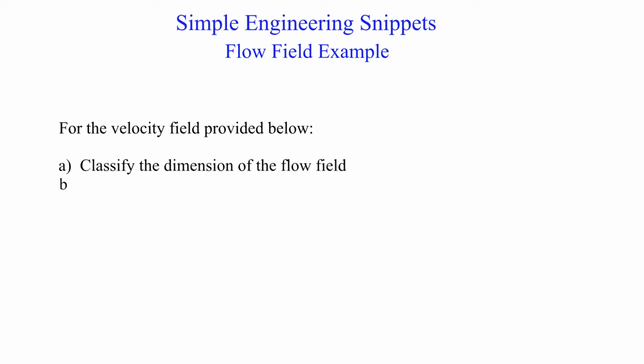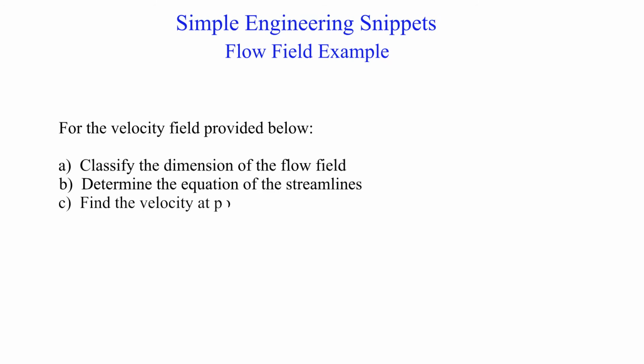The velocity vector for the flow field is equal to AXi minus AYj, where i and j denote the unit vectors in the x and y directions, respectively.